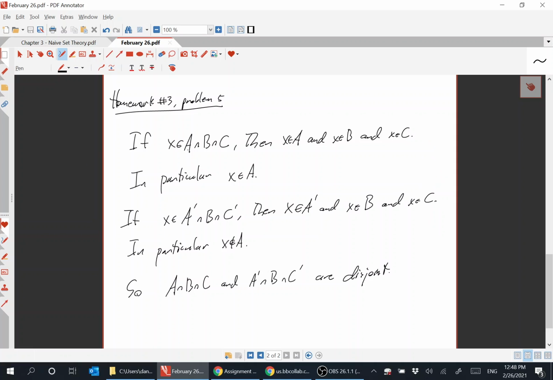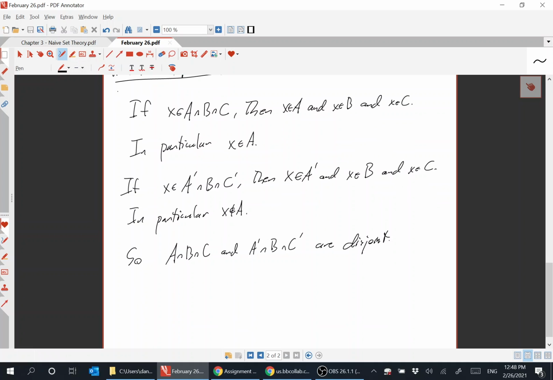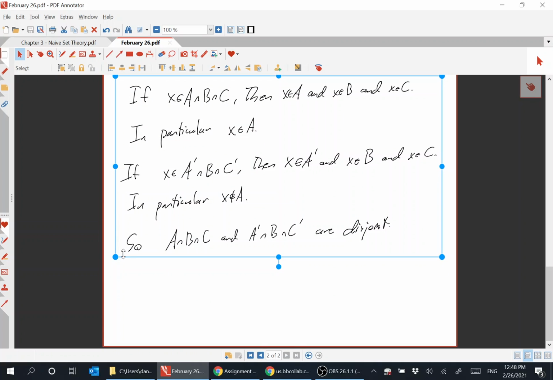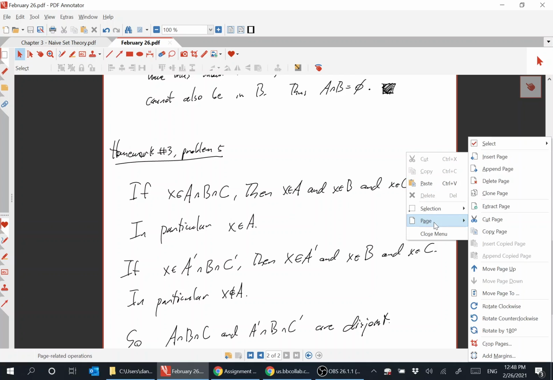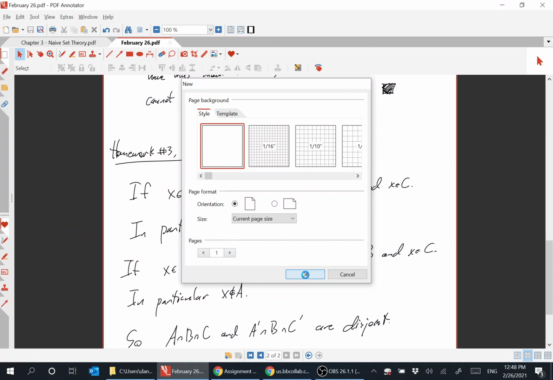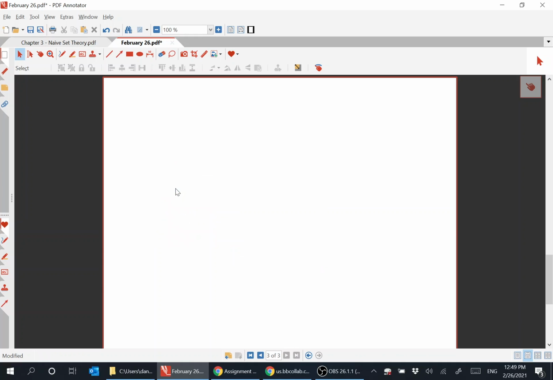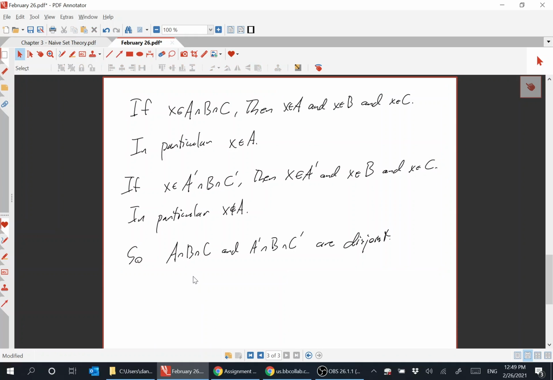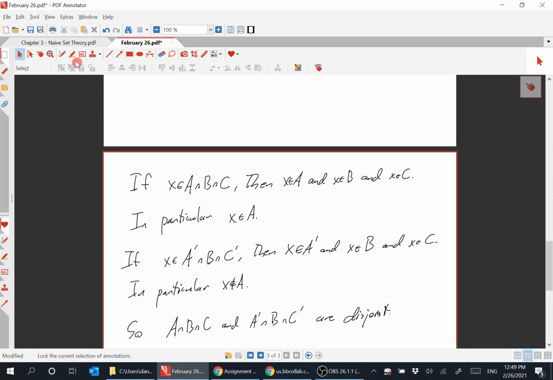If X is in A intersection B intersection C, then X is in A. If X is an element of A complement intersection B intersection C complement, then X is in A complement. So here's a shorter proof. Here's a better proof. Here's a more succinct proof.